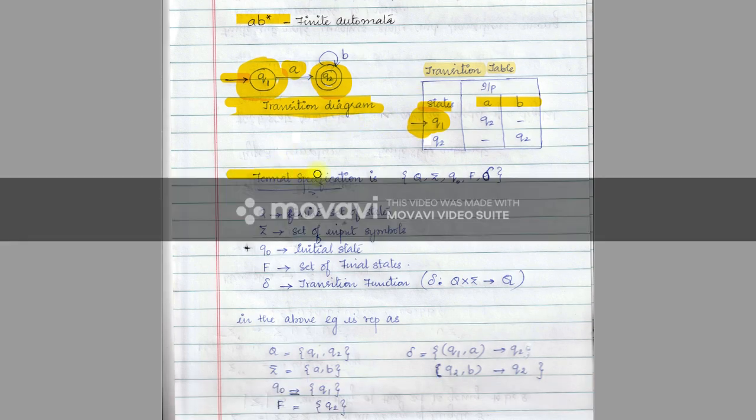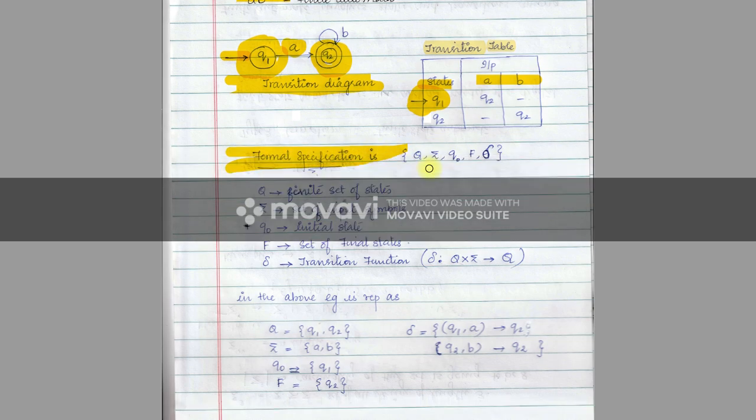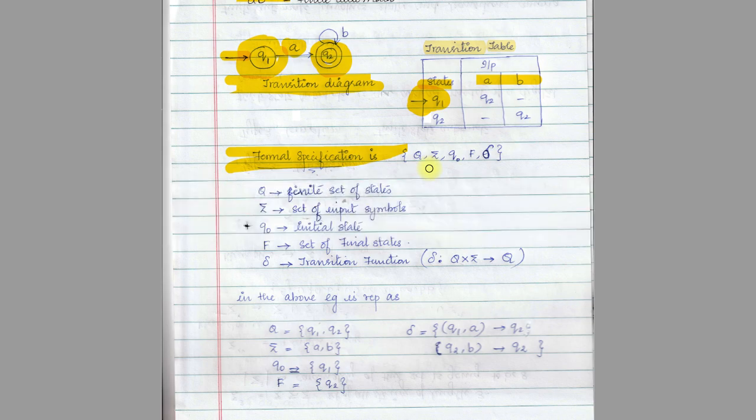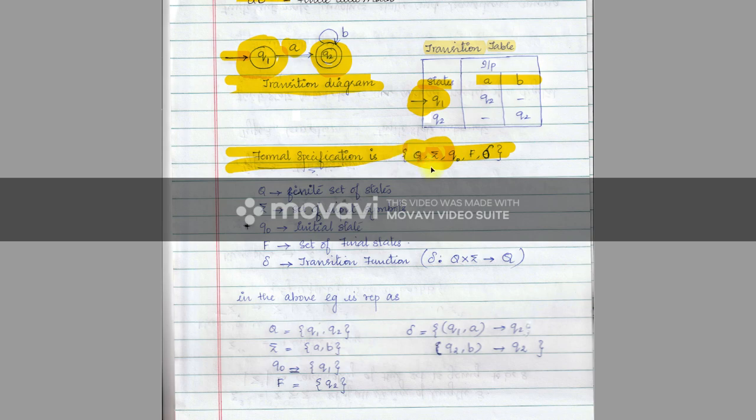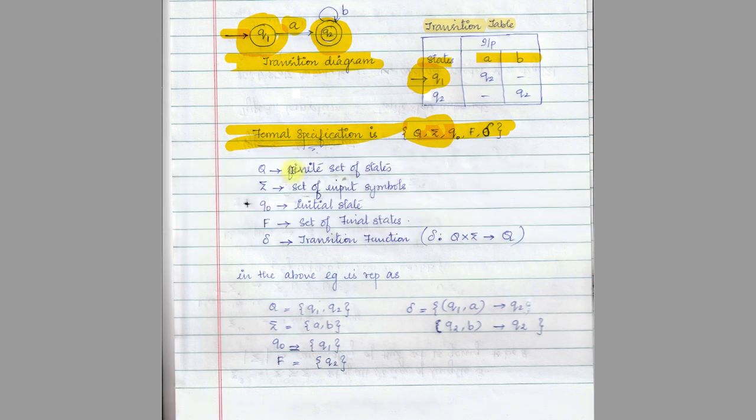Now, we learned how to represent finite automata, right? Now, what is the mathematical or formal specification for defining a finite automata? We define a finite automata using 5 tuples. The components are Q, sigma, Q0, the initial state, F, the final state, and delta, the transition function. Q means the finite set of states involved, and sigma means the set of input symbols.